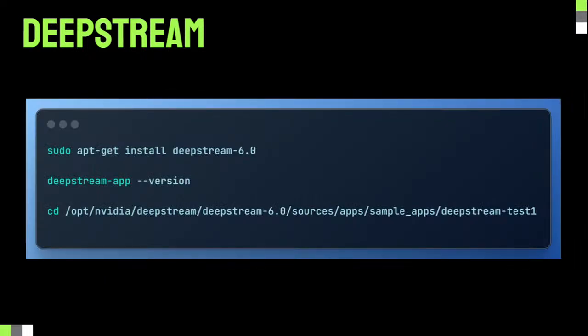These are the commands. I have already executed this, so you can go and write sudo apt-get install deepstream-6.0. This is the version which is compatible. If you run this, DeepStream will be installed. Once it has been installed, you can check the version by running deepstream-app --version. Let us check.